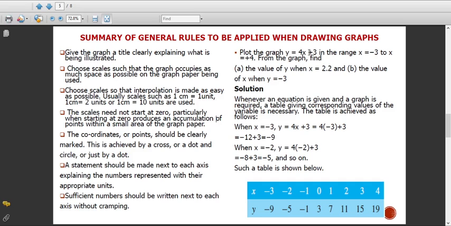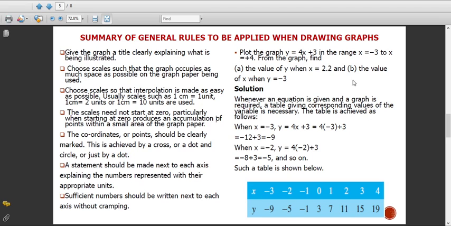So when x is -3, we multiply -3 times +4. Remember, when we multiply a negative with a positive, we get a negative. So -3 times +4 gives -12, but we are adding 3 to it. So -12 plus 3 will give us -9. The next value there will be -2. When x is -2, what is y? We replace x with -2. So 4 times -2 gives us -8. So -8 plus 3 gives -5, and that is why we have -5 here.